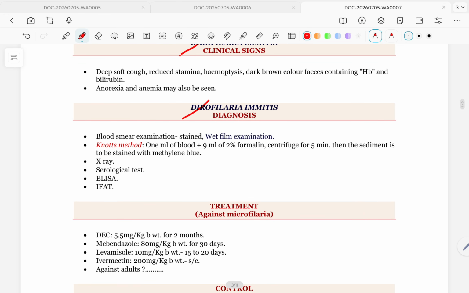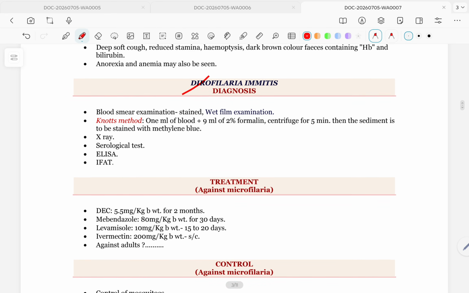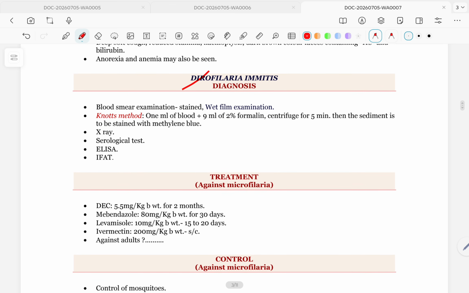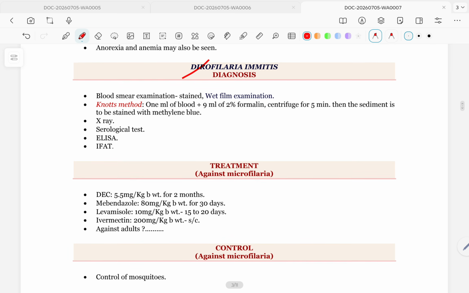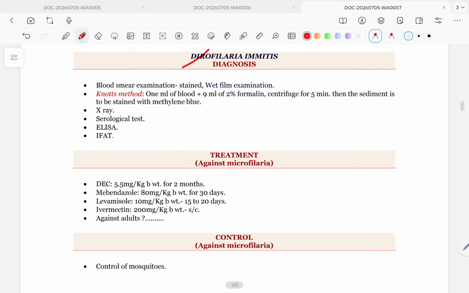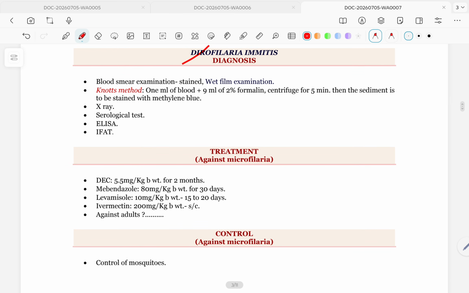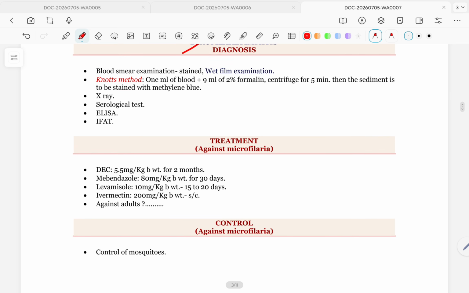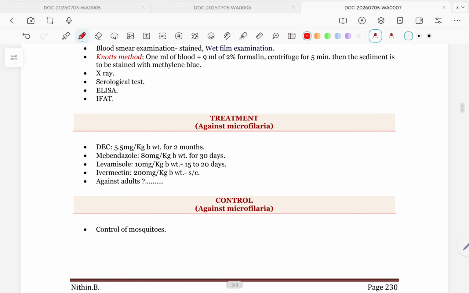Dirofilaria immitis diagnosis: blood smear examination, stain, wet film examination. Knott's method: 1 ml of blood plus 9 ml of 2% formalin, centrifuge for 5 minutes. Then the sediment is stained with methylene blue. X-ray, serological tests, ELISA, IFAT.